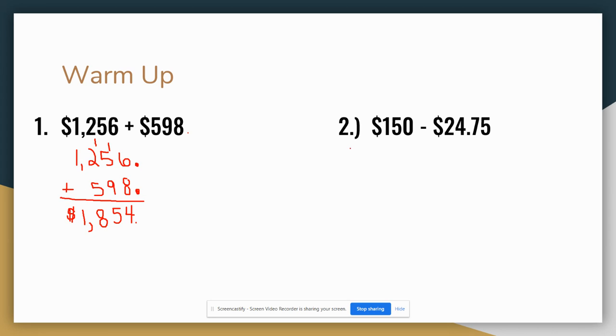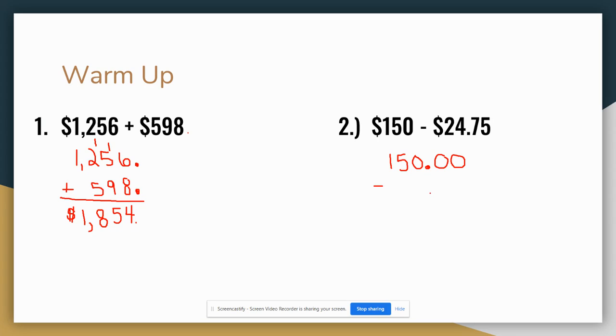Let's go ahead and look at number 2. I'm going to write this vertically, $150. I know my decimal is at the end since I don't see one. And I notice that the second term has some cents, 75 cents. So I'm going to add some zeros to the end of $150 to make it easier to subtract.